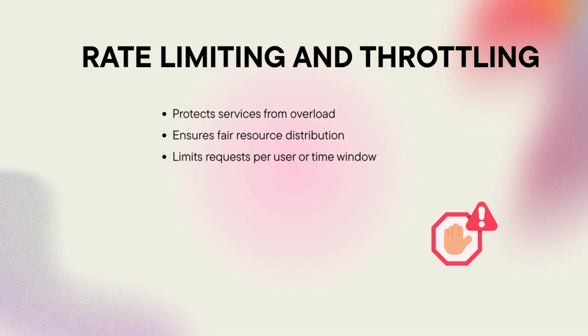These mechanisms prevent abuse, safeguard infrastructure from traffic spikes, and ensure that no single client monopolizes resources. Without these controls, AI inference systems could become unstable or unavailable, especially under heavy load or during peak usage periods.